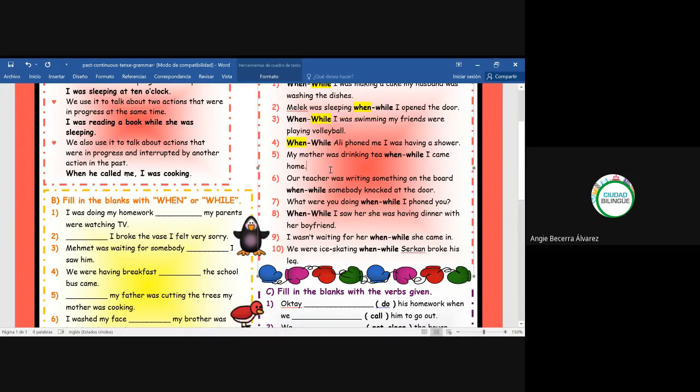Number five, Daniela. My mother was drinking tea while I came home. When. Daniela is there. Daniela? When. Eso, when. Perfect. Very good. Number six, Rocio. Our teacher was writing something on the board. While somebody knocked at the door. When. Perfect.